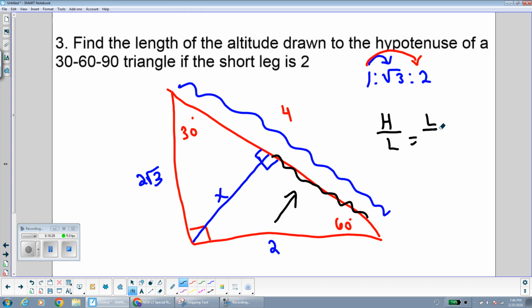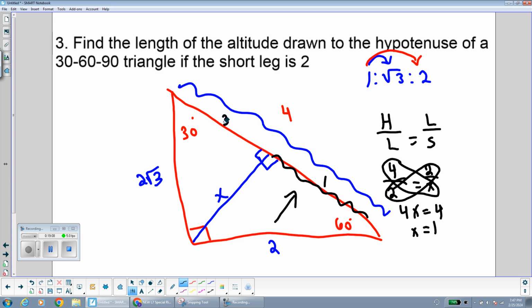The leg rule is the hypotenuse over one of the legs, whichever one you're focusing on. I'm going to pick the 2 because 2 is nicer to work with than 2 radical 3. Over the part of the hypotenuse, the segment of the hypotenuse that's directly below it. So I don't know that. So that's going to be x in this situation. Cross multiply. I have 4x is equal to 4. And that means x is equal to 1. So that means over here, this segment of the hypotenuse is 1. And 4 minus 1 is 3. So now I have both segments of the hypotenuse.